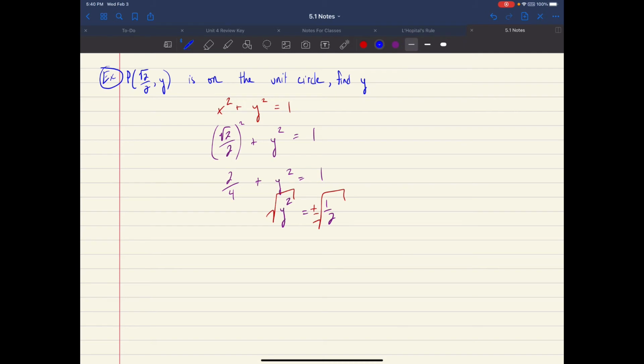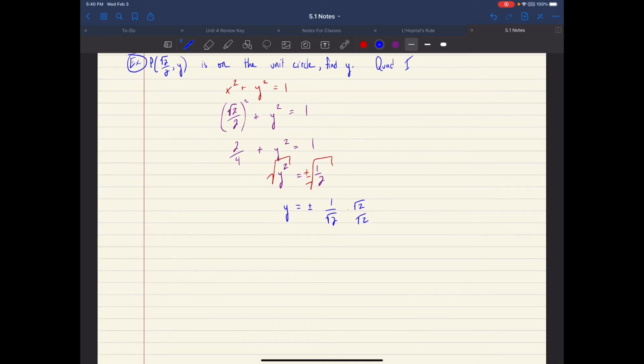Say find y, and we're looking at this in quadrant 1. At the end, I have to take the square root, and I get plus or minus root 1 over 2. If I simplify that, y equals plus or minus 1 over root 2. We usually would rationalize this, so we're going to multiply by root 2 over 2, and y is plus or minus root 2 over 2.